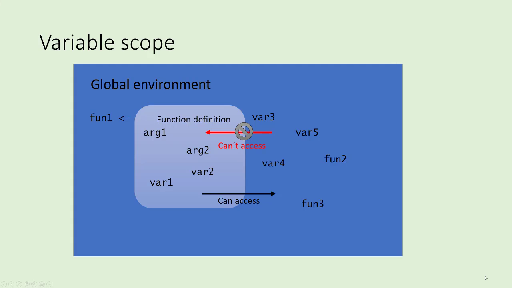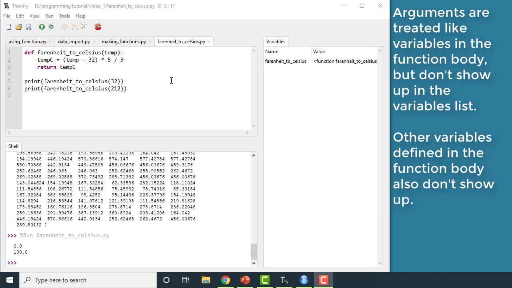So now I'd like to take a few minutes to talk about variable scope. So this is going to have to do with if you define a variable name, where is that name valid? So for example, I used this argument temp like a normal variable inside my function body, right? And I created this other variable called temp C. But if I look over here in my list of variables, I don't see either of those. I just see the function definition.